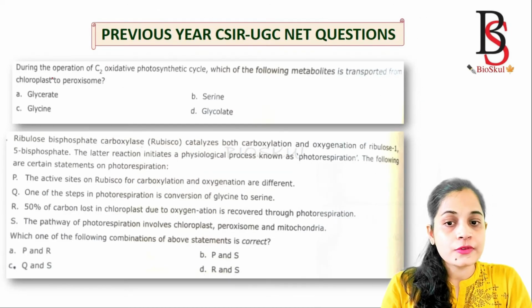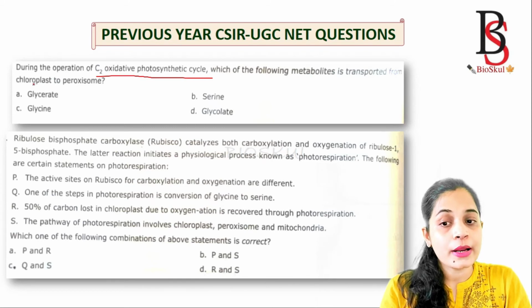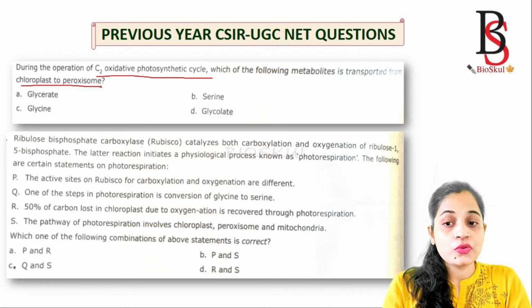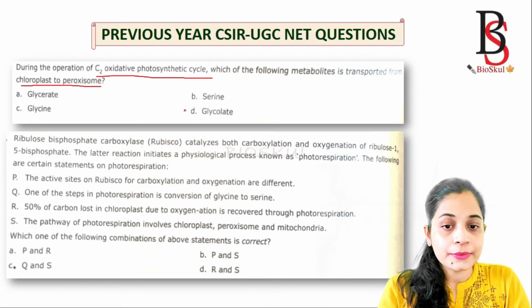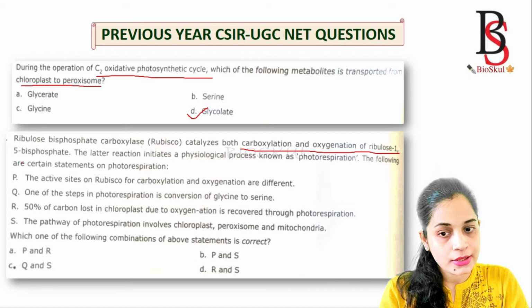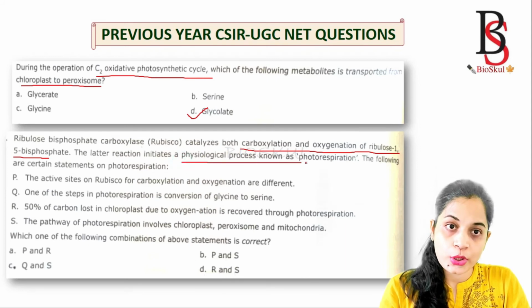During the operation of the C2 oxidative photosynthetic cycle, which of the following metabolites is transported from chloroplast to peroxisome? Okay, chloroplast to peroxisome. Which one? That is the glycolate. Okay, so the answer is option D. Ribulose bisphosphate carboxylase catalyzes both carboxylation and oxygenation of ribulose 1,5 bisphosphate. The latter reaction, that is the oxygenation reaction, initiates a physiological process known as photorespiration.